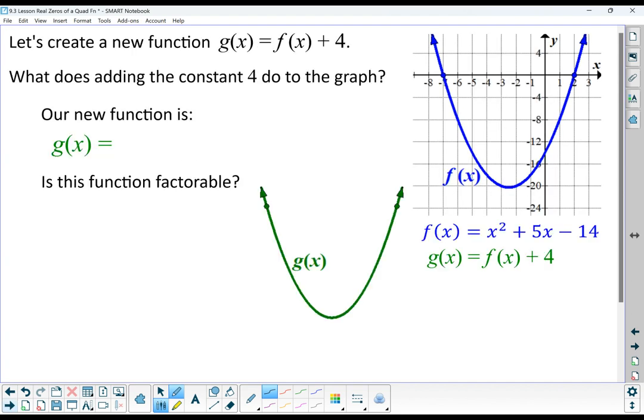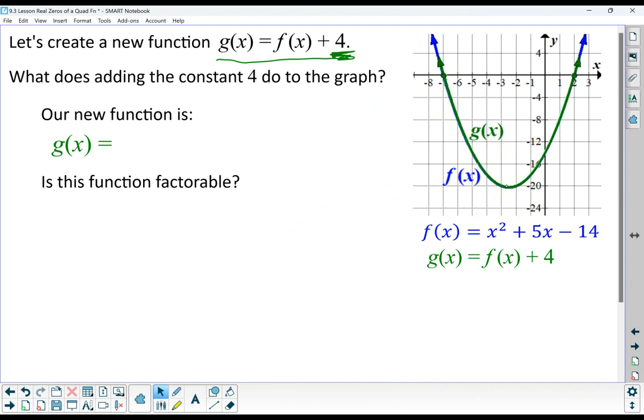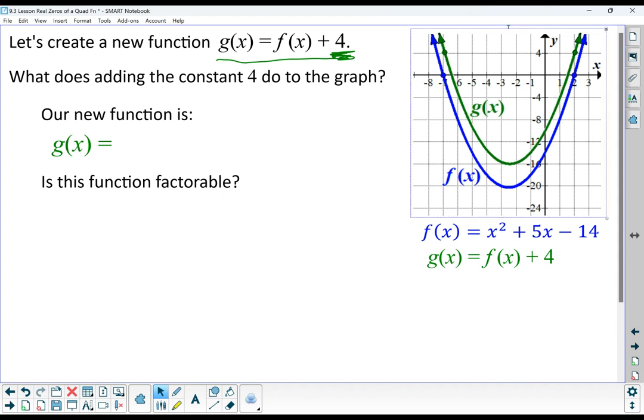Okay, let's think about that same function, f of x, but what happens if we add 4 to it? I have a new function, g of x is equal to f of x plus an additional 4. So what does adding the constant 4 do to a graph? I hope you remember that adding a constant to a function is going to have the net effect of shifting it up. I'm going to line up g of x with this f of x function, and we're going to shift it. If we add 4, it's like shifting it up 4 units.